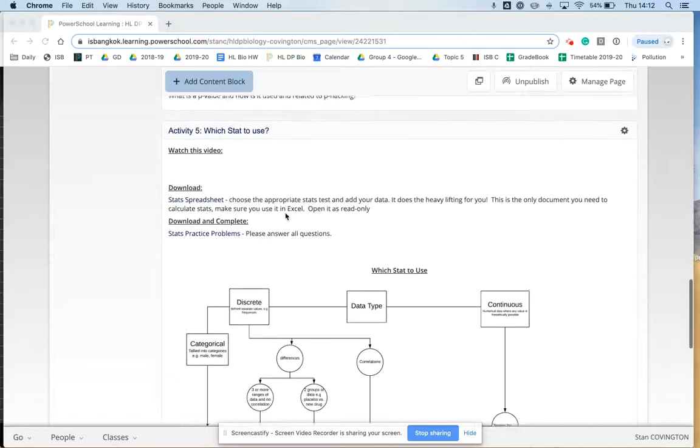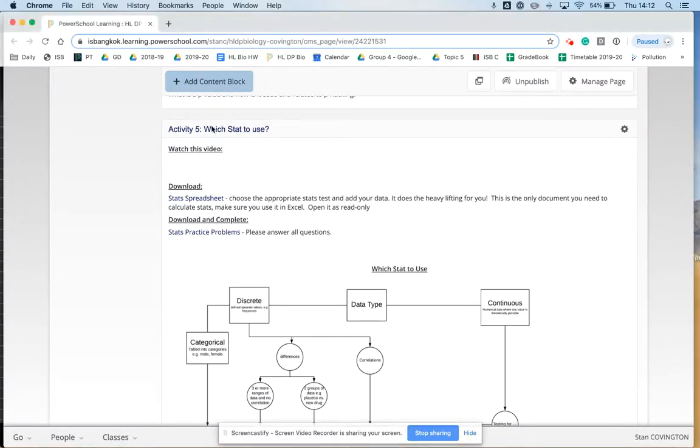I'm going to show you basically how to figure out what stat to use, how to use the stat spreadsheet, and then I'm going to walk through a practice problem, not one here, but one on another set of data that should help you basically complete the stats practice problems here.